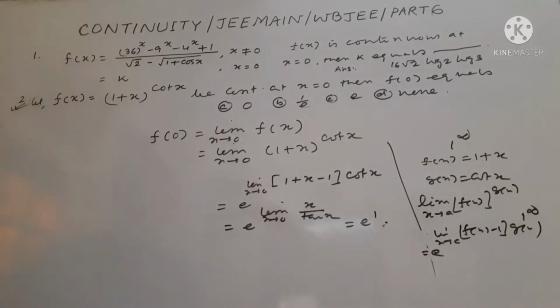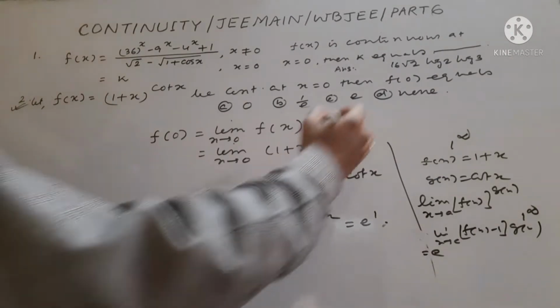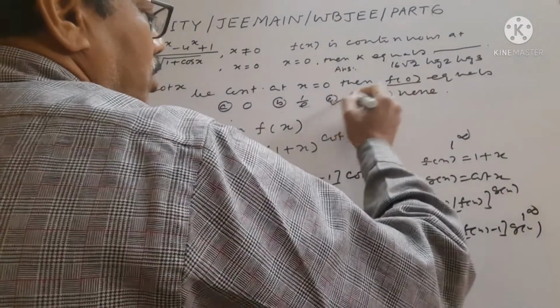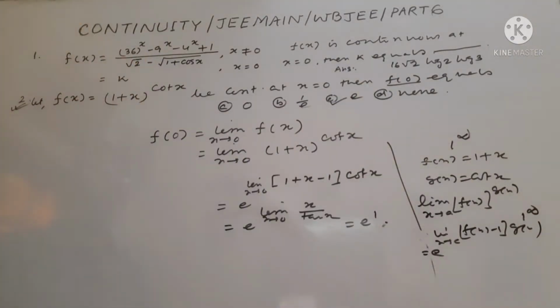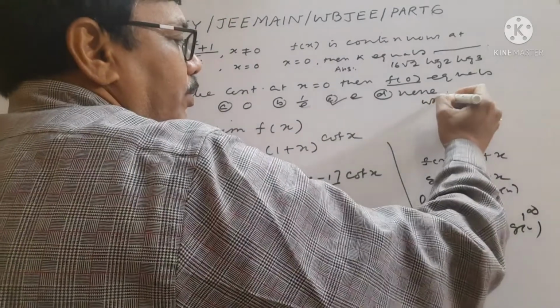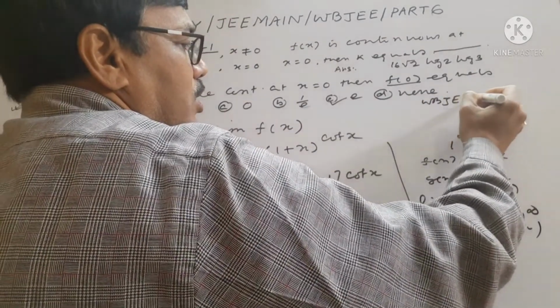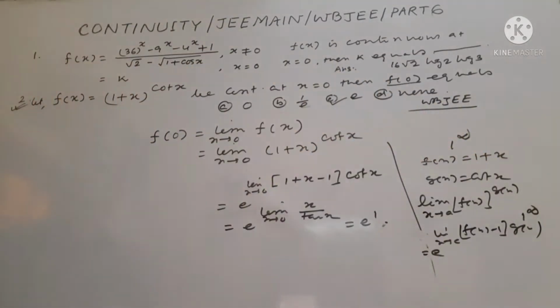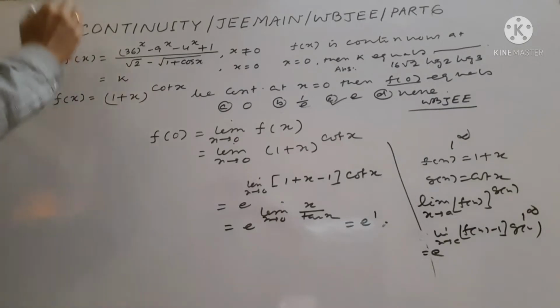So what is the value of f(0)? f(0) equals e. So option C is correct. A very simple problem, WBJEE. Next, problem number 1.